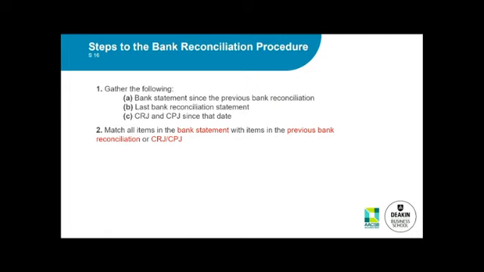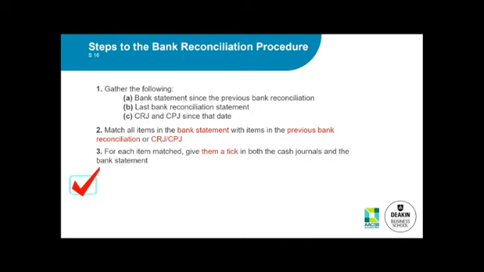Then we need to match all the items between the 2 sources. On one hand, we need to have our bank statement with all the transactions for the month. On the other hand, we need to have the prior bank reconciliation as well as all the cash payments and all the cash receipts for the month for which we prepare the bank reconciliation. For each item that is matched, we give it a tick, right? So what that means is that if we get a tick for an item on the bank statement and an item on the cash receipt journal, cash payment journal or prior period bank reconciliation, we're saying that for these items, the records are consistent, right? We don't have to worry about it.